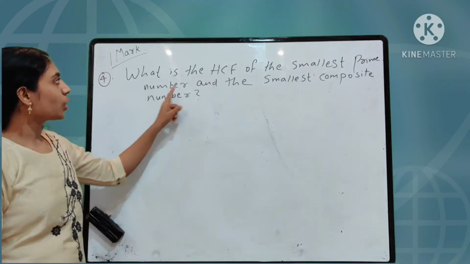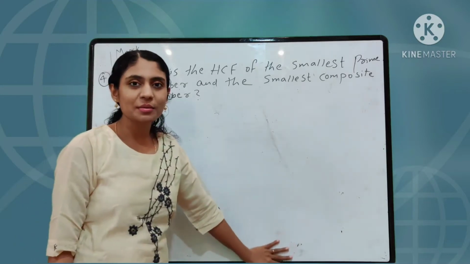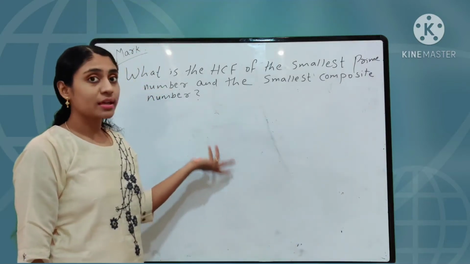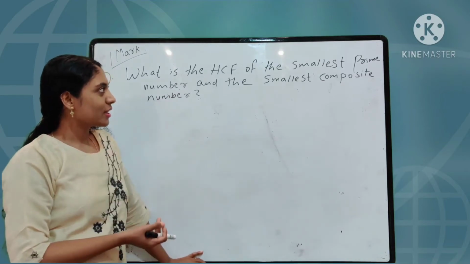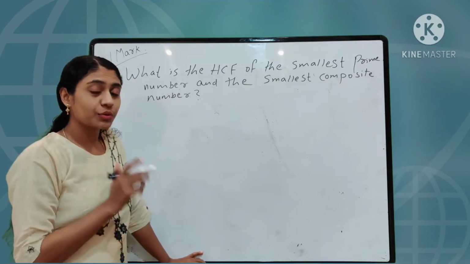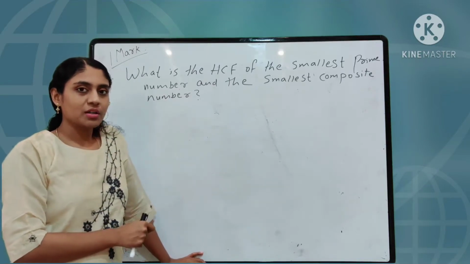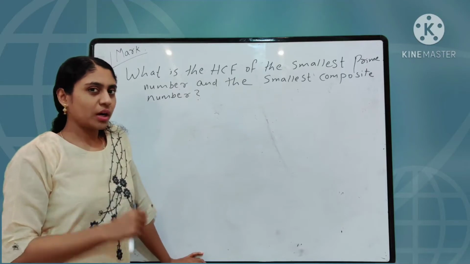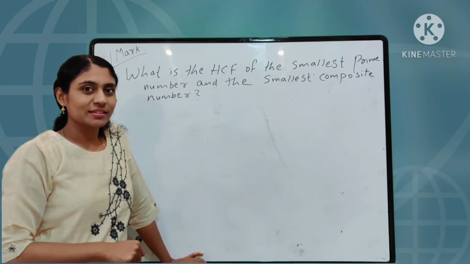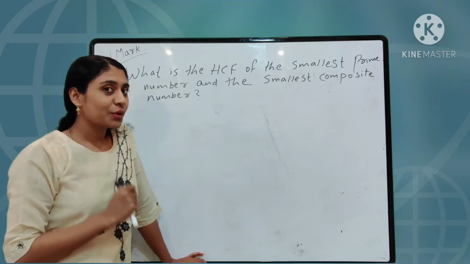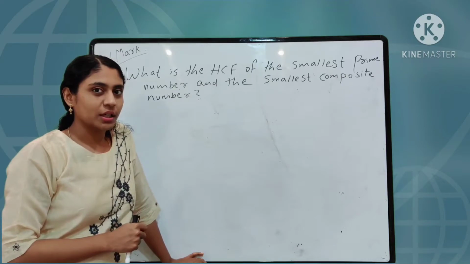Friends, next question: what is the HCF of the smallest prime number and the smallest composite number? Here the two numbers are not given. We have to find those two numbers, right? We have to find the HCF of the smallest prime number as well as the smallest composite number. So which is the smallest prime number? Is it 1? Is 1 a prime number or a composite number?